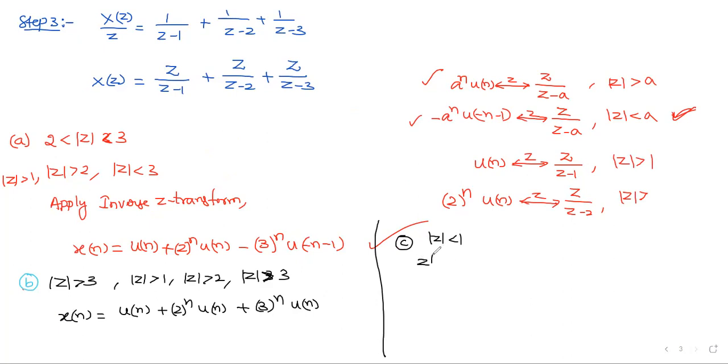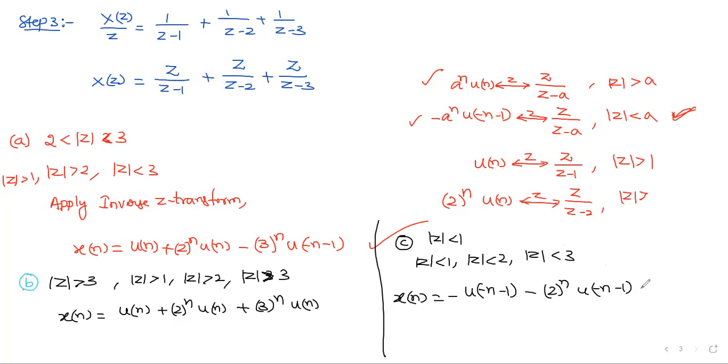That means what is the ROC? |Z| is less than 1, |Z| is less than 2, |Z| is less than 3. All the signals are left-sided signals. Then what is x of n? x of n is equal to z by z minus 1, that means minus u of minus n minus 1, minus z by z minus 2, that means minus 2 power n u of minus n minus 1, and z by z minus 3.